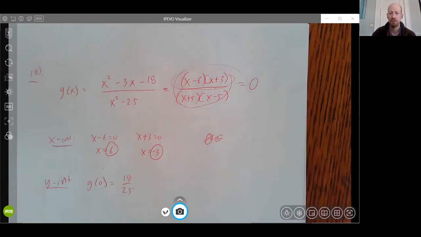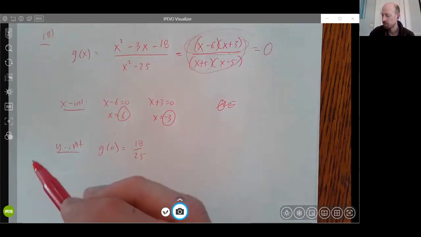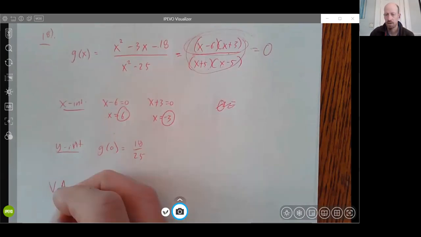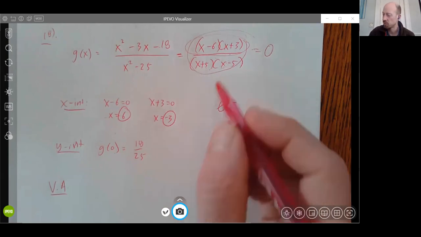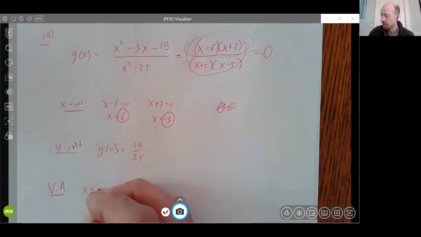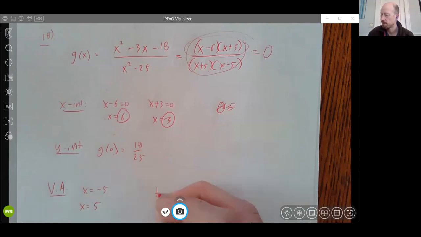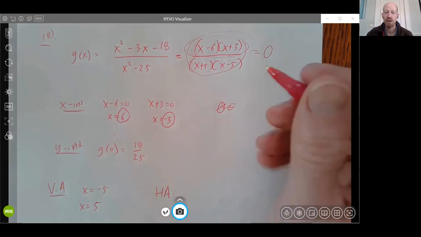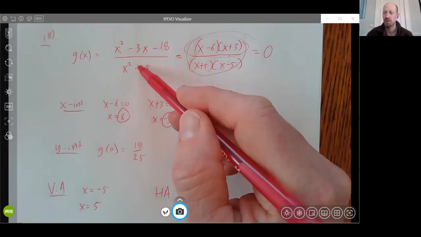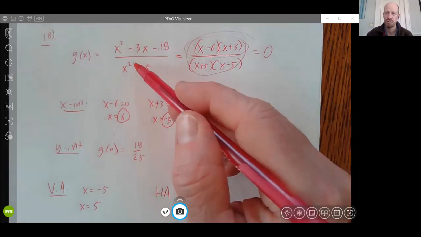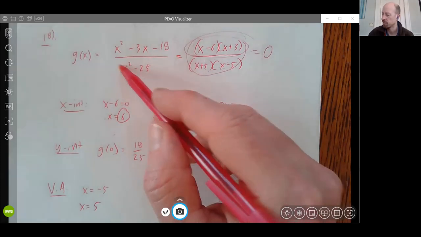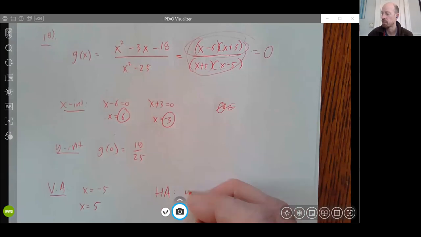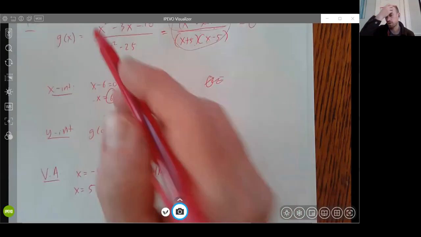Okay. Then we look at the vertical asymptotes. So notice here, both of these are going to be vertical asymptotes. So it's going to be x equals minus 5 and x equals 5. And then the horizontal asymptote is also easier from this original form. They're both x squareds. So the horizontal asymptote is going to be y equals 1, right? 1x squared over 1x squared.